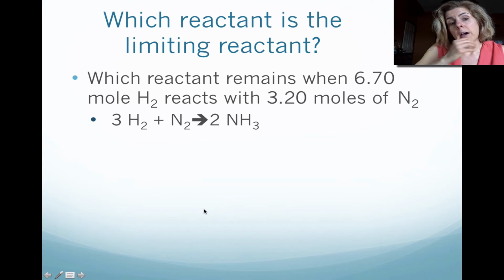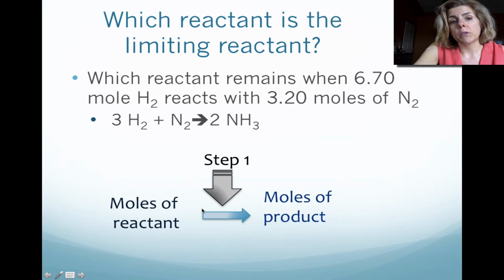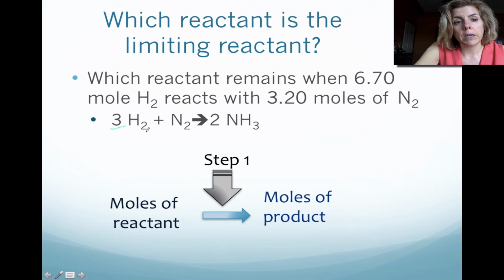Okay, so here we have 2 substances. We have 6.7 moles of hydrogen and 3.2 moles of nitrogen, and the question is, which is the limiting reactant? The quickest way to do this type of problem is just to look at the mole ratio. So you want to take the moles of the reactant that they give you and then calculate moles of product. So you might want to notice here that we have 3, an understood 1, and a 2. So we're going to use mole ratio to tell us, with the 3.2 and the 6.7, which one is the smaller amount.